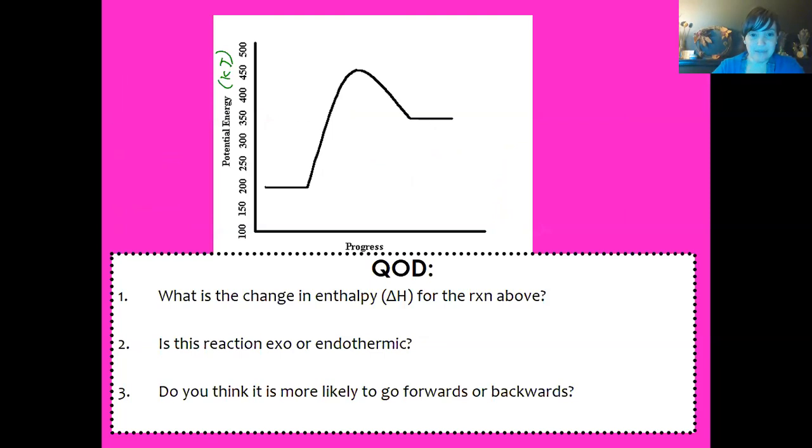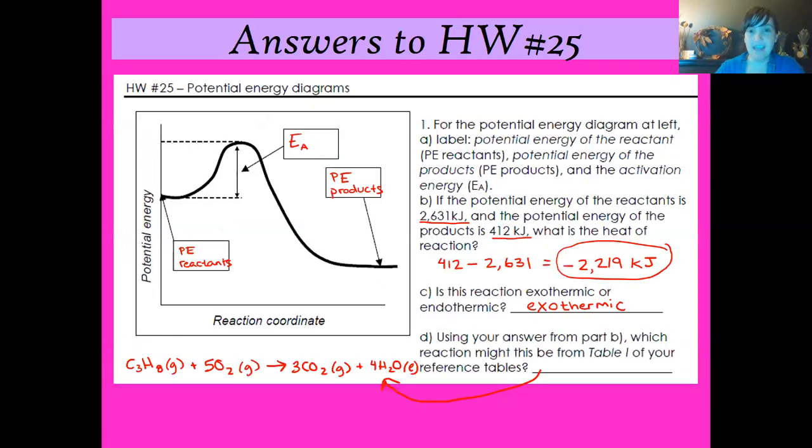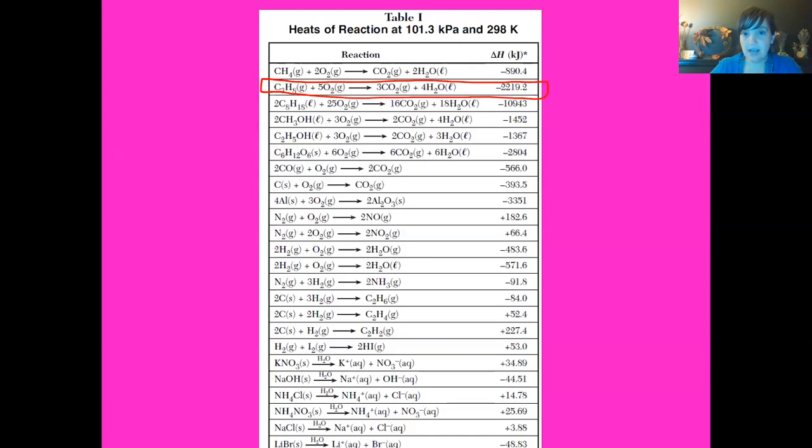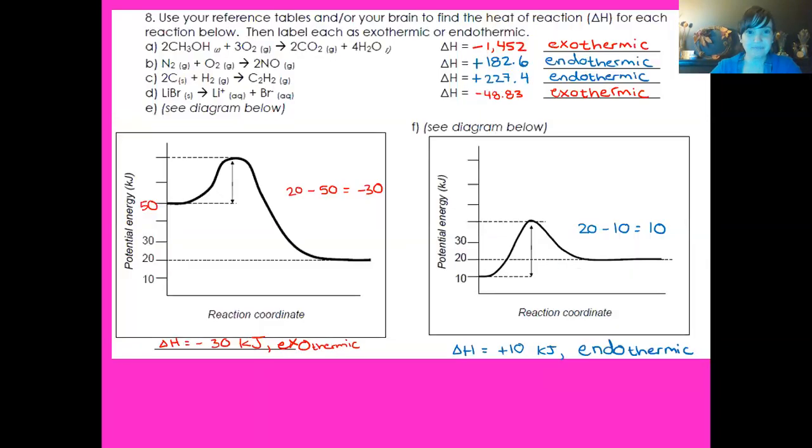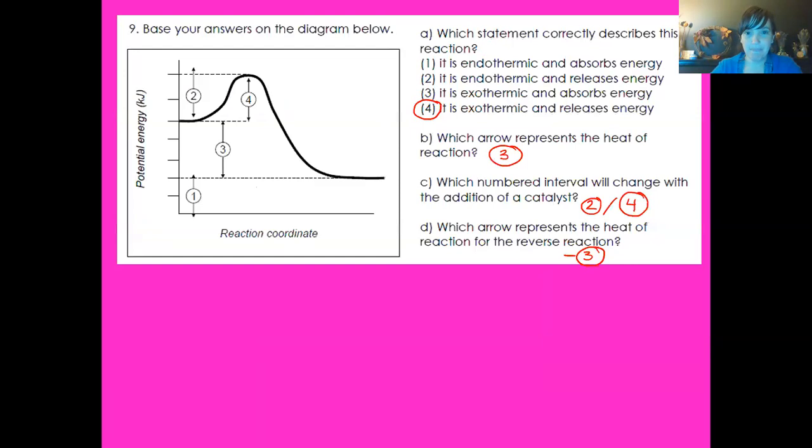All right, next we've got answers for homework 25, and you can pause on each slide to look at my notes and answers, or you can look at the PowerPoint and go as slowly as you like through that. There's more than one answer to C. I put 2 or 4 on number 9.